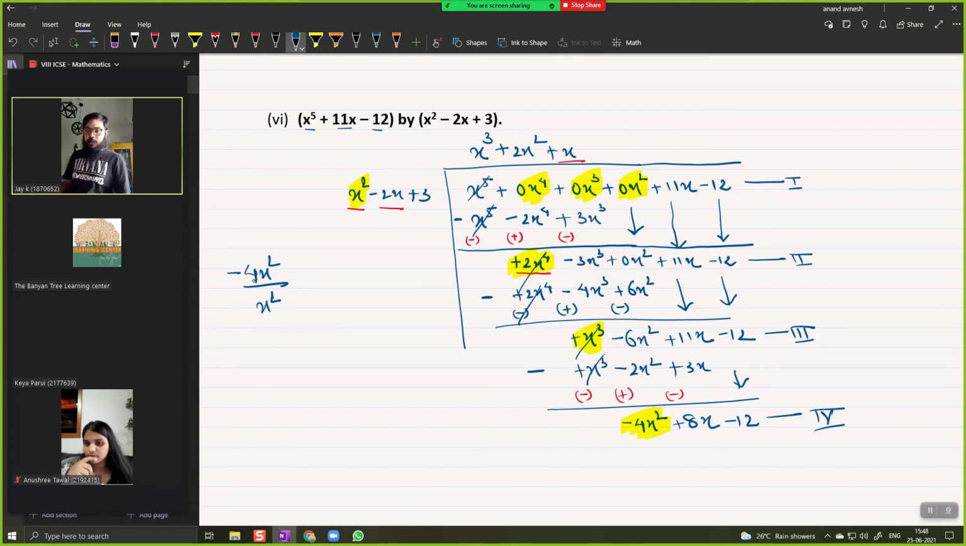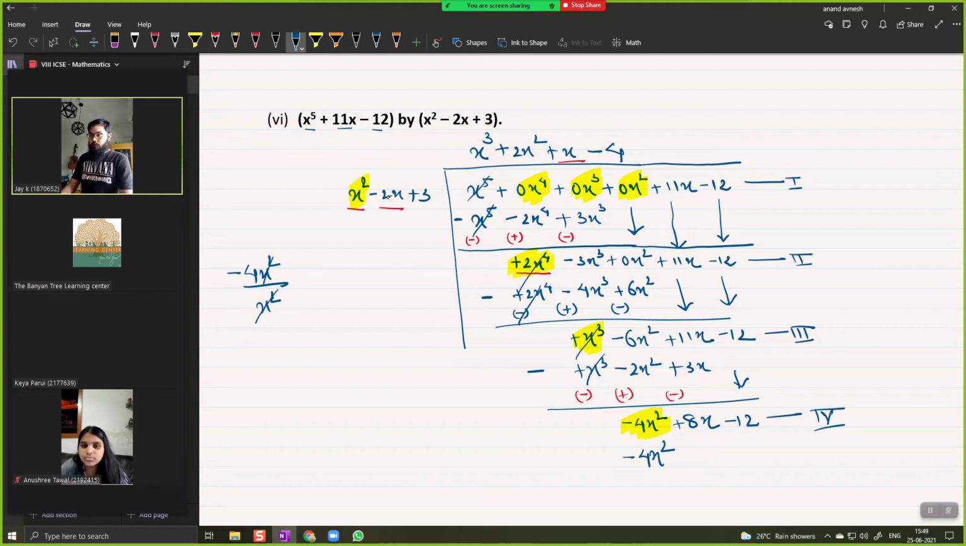Tell me, minus 4x square divided by x square. It is minus 4. X square gets cut. Minus 4 remains. So minus 4 you write over here. Minus 4 into x square will be minus 4x square.